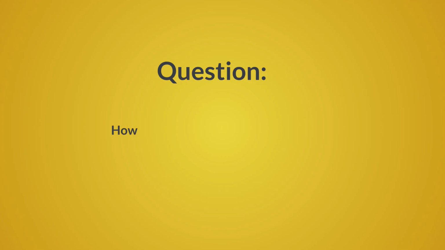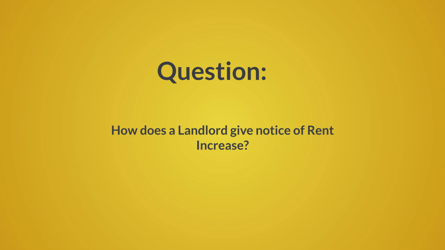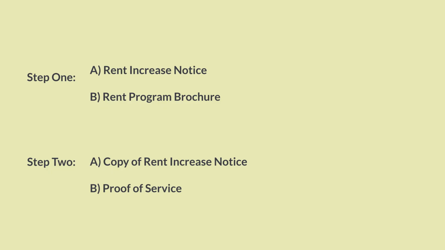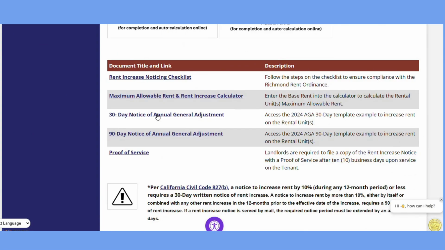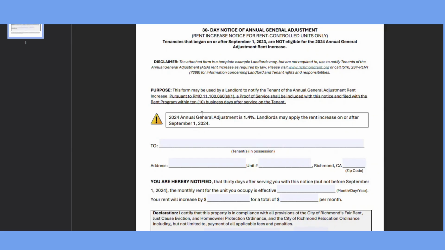Once you have completed calculating the rent increase, the next question to answer is, how does a landlord give notice of a rent increase? Giving notice is a two-step process. Step 1 is to give a notice to the tenant. Step 2 is to give a copy with proof of service to the rent program. The rent program provides a copy of a rent increase notice and proof of service on our website.